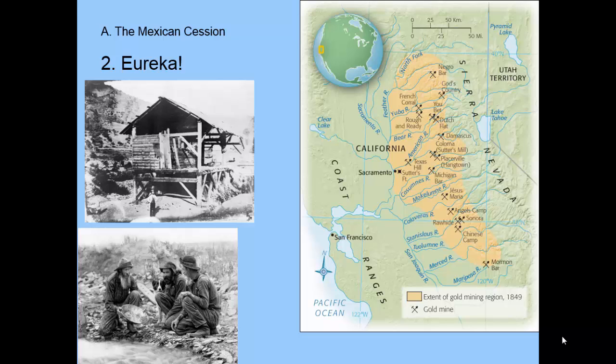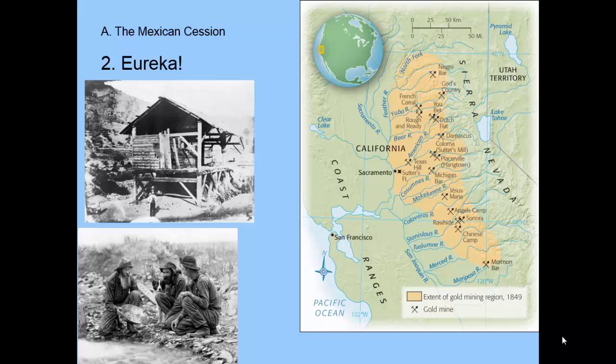All right, next, we're going to talk about Eureka. So what you see is a close-up map of California. In 1848, we just got California away from the Mexican government, so it's a brand new U.S. territory. Not a lot of Anglo-Americans living there. It's mostly Native Americans and Mexican Americans. And so our story is right in the middle of this map.